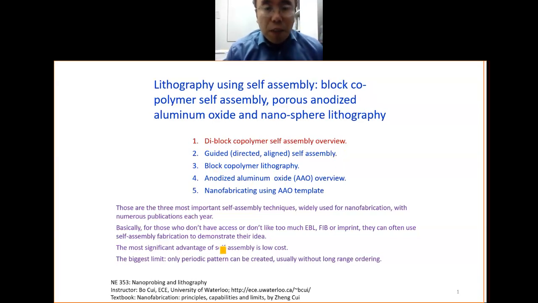The main advantage of self-assembly is that it is low cost. You do not need any lithography clean room equipment. You do some chemical process, so you get the pattern. But the limit is normally you can only get periodic patterns, usually without long-range ordering. So now we will look at the first one, di-block copolymer self-assembly.